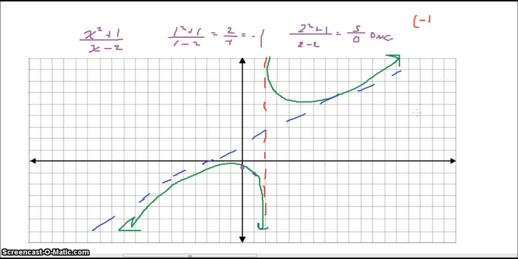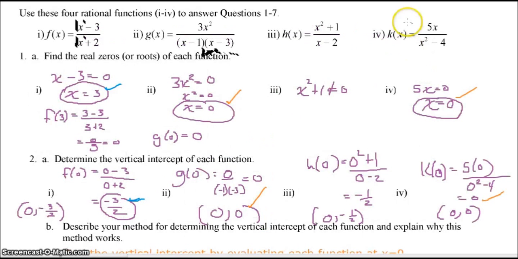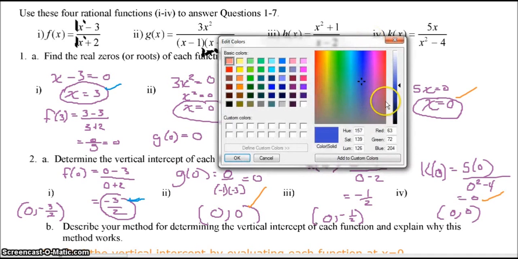This lesson is so frustrating, I had to get a beer. Maybe this function won't be so bad to graph. Let's see. Let me get a better color. Green. That one looks cool.